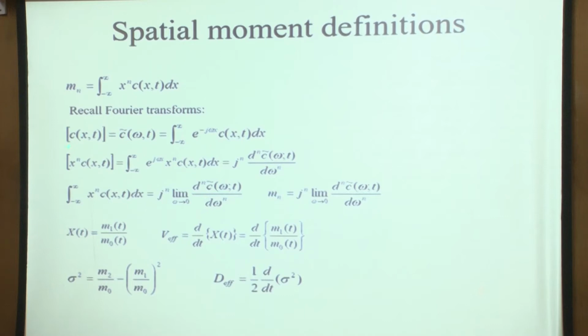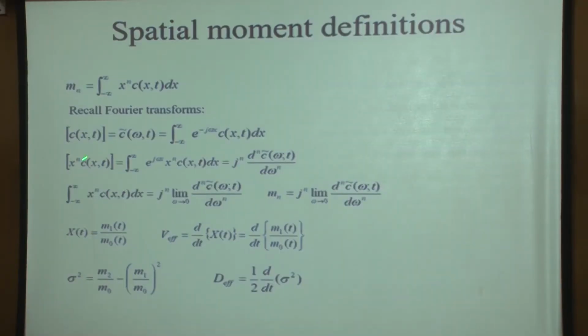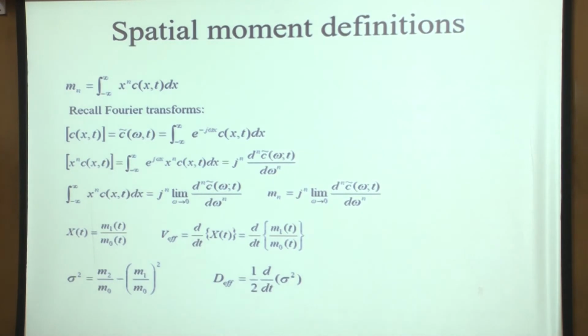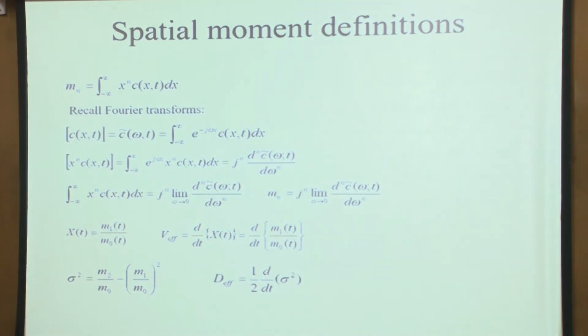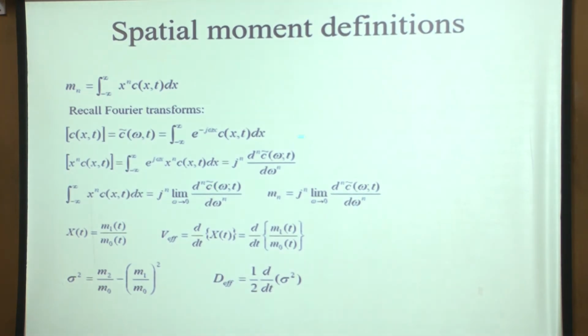So if this is the definition for the Fourier transform of c of x,t, the Fourier transform of the nth moment would be the Fourier transform of this entire quantity, and you would essentially have this. If you were to expand this in an infinite series and do term by term integration, you would get an expression like this: j is the square root of minus 1. In this construct, you would get this expression, and therefore you know what the nth moment is in terms of the Fourier transform.